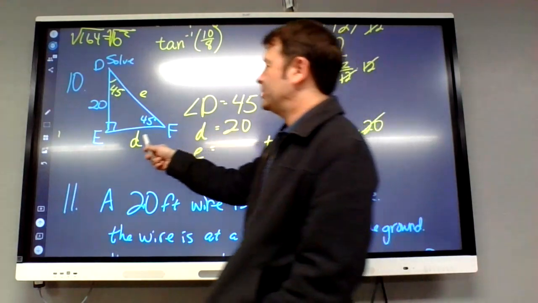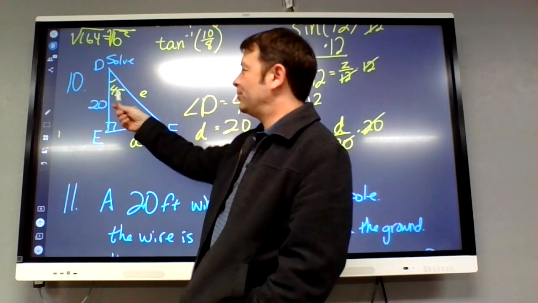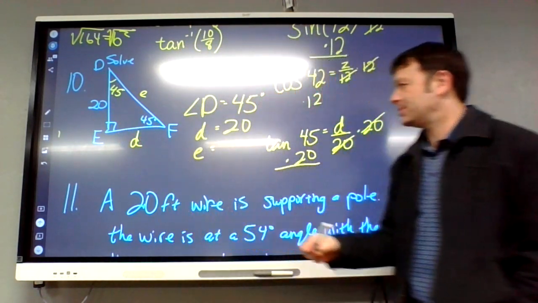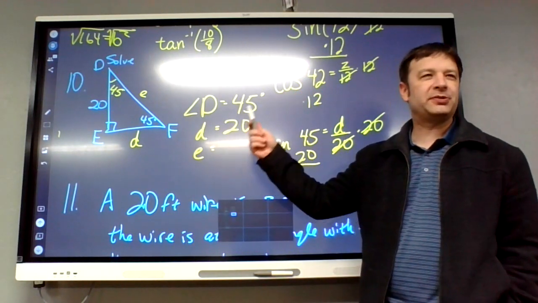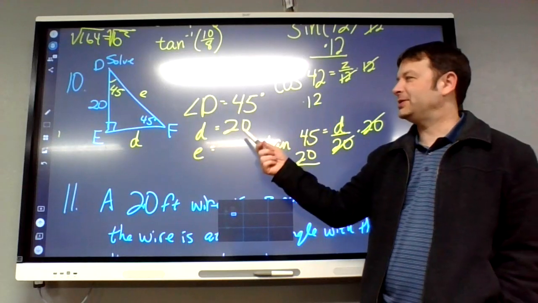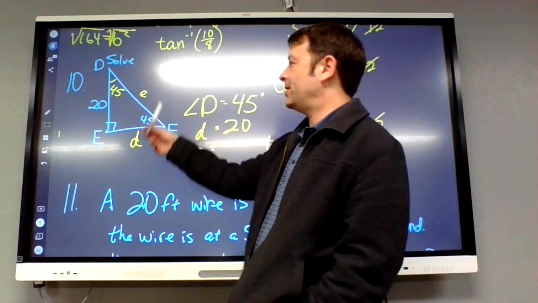Why are these both 20? Because that happens on a 45, 45, 90, remember? Legs are the same. Okay, E. Somebody else. Actually, since these are both 20, you might do Pythagorean theorem would work there.